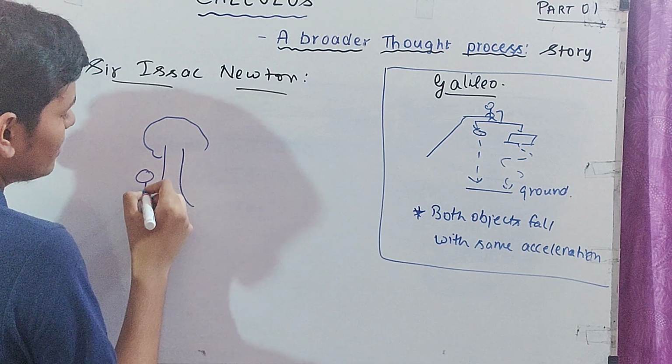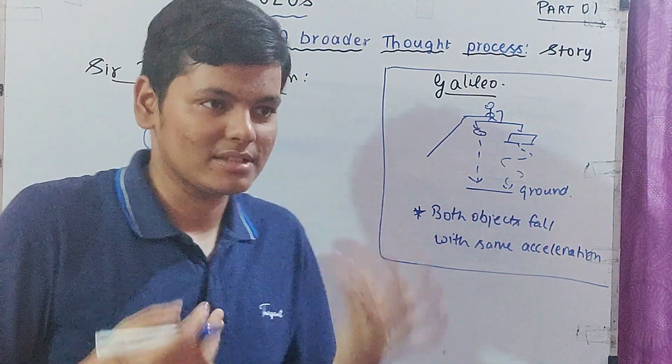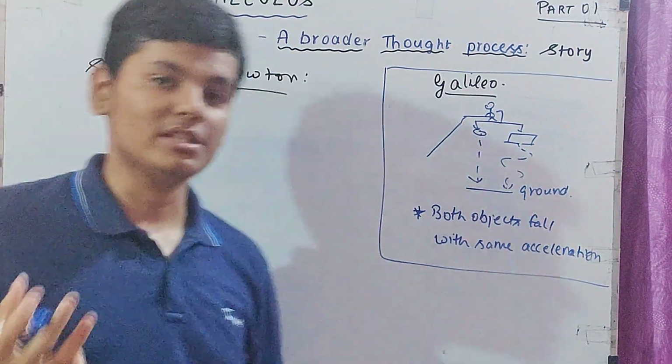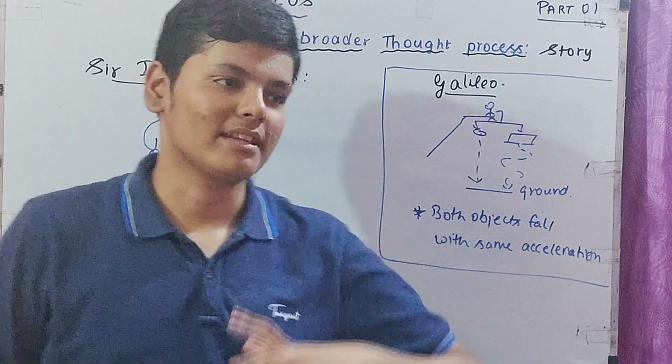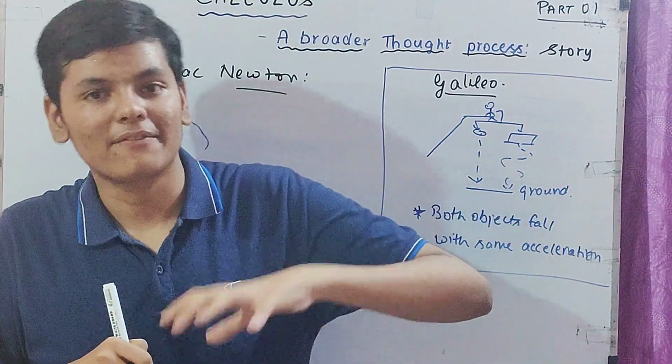Now we all know the story of the apple and Newton, that there was an apple tree and Newton was sitting under it, reading a book or just sitting idly, when an apple from the tree fell on him. This was the story, and then he created gravitation. But actually there is another, deeper fact inside.